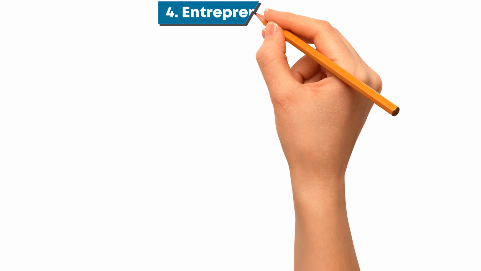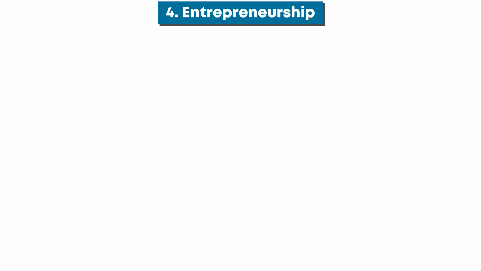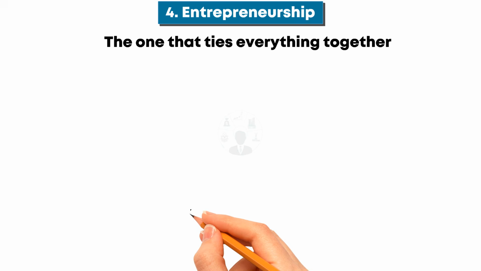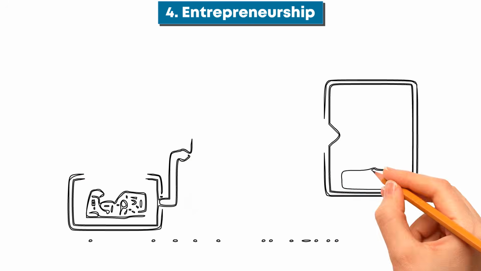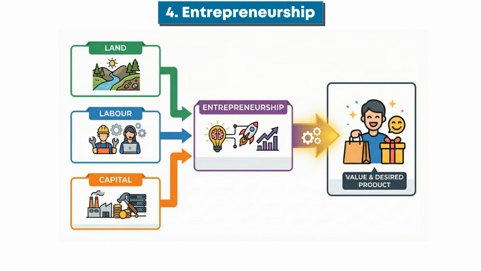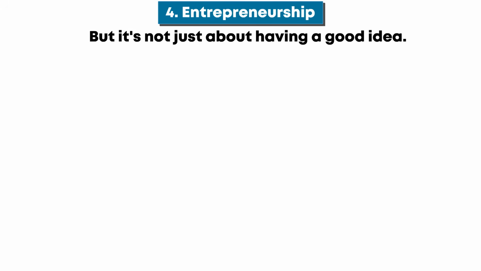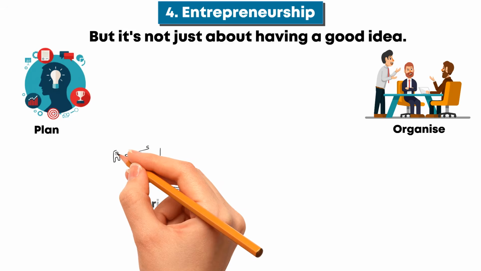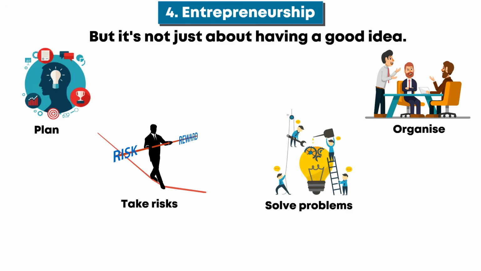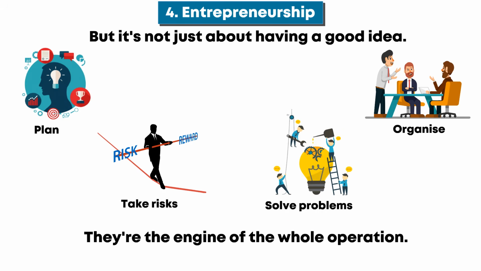Factor 4, entrepreneurship. And finally, the one that ties everything together, entrepreneurship. An entrepreneur takes land, labor, and capital, and combines them into something people actually want to buy. But it's not just about having a good idea. Entrepreneurs plan, organize, take risks, and solve problems. They're the engine of the whole operation.